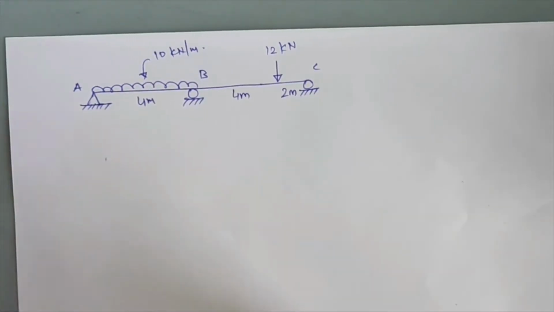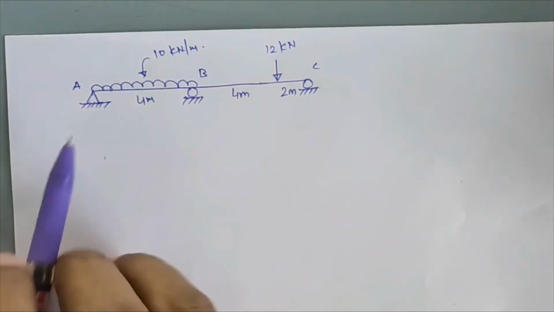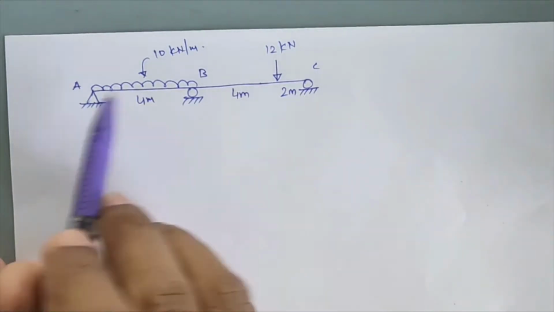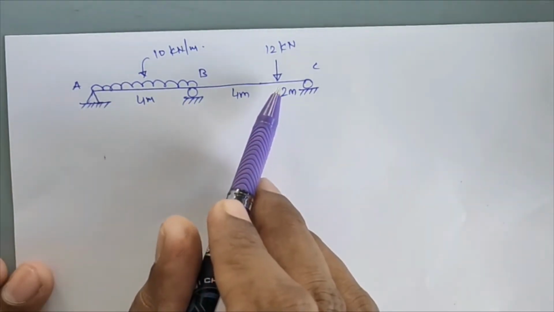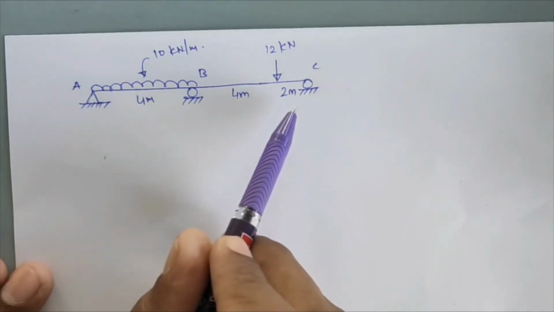In the previous lecture, we took one numerical of the slope deflection equation. Today, we'll continue with our next numerical. I have taken a continuous beam ABC whose loading is the same as the previous numerical, but I have changed the support conditions over here.